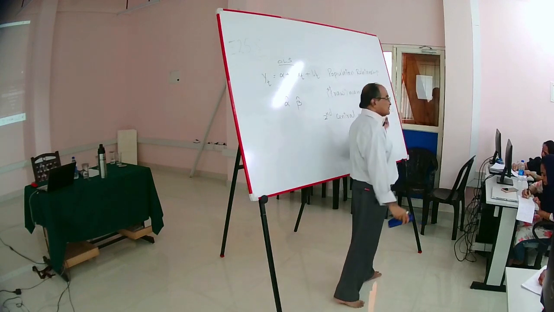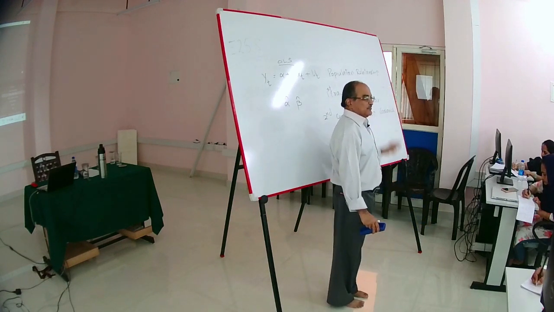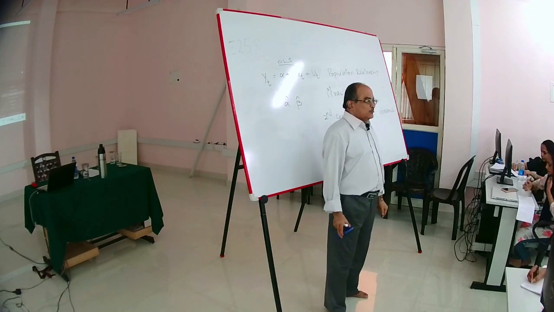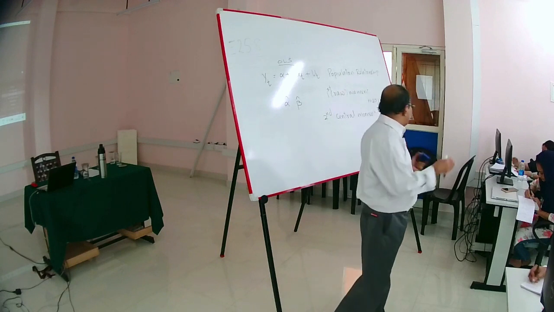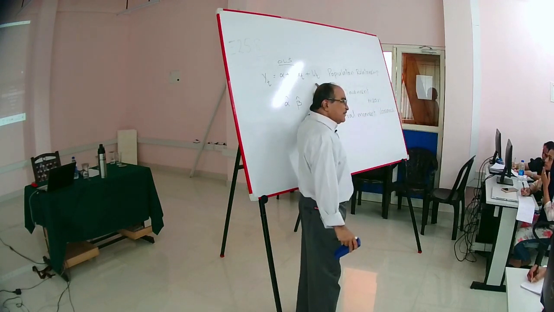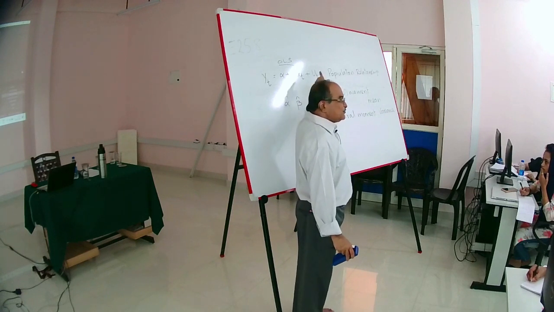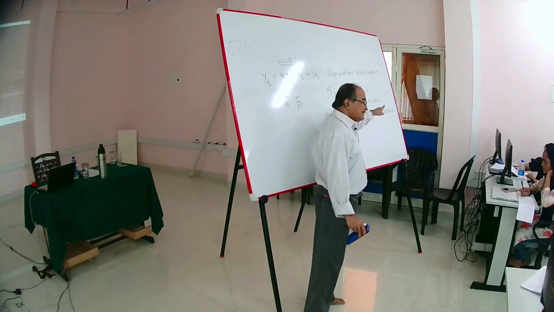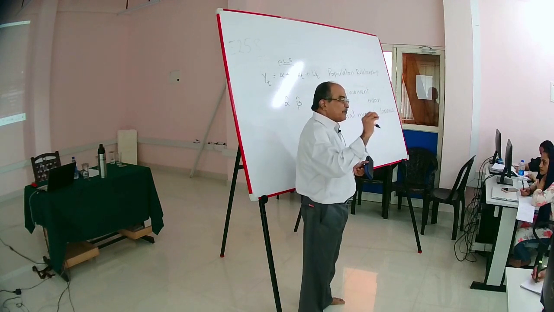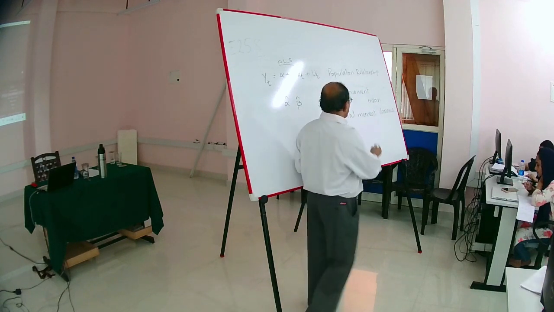Now the first two moments are very important, that is mean and variance. Whenever we analyze the characteristics of a variable, we have to see the mean and variance. Along with the variance, we have another measure also. That measure is covariance.